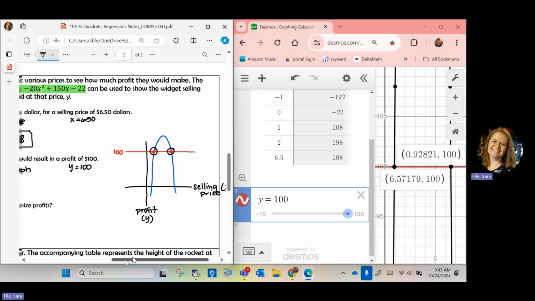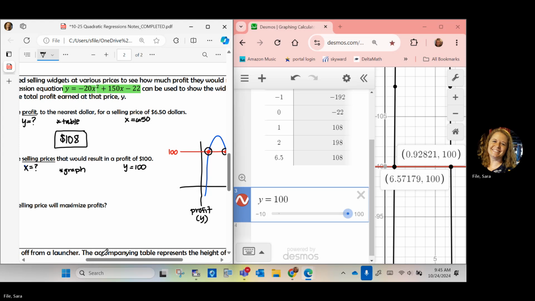Okay, I found them, and we're talking money, so we're going to round to hundredths. So it's 6.57 and 93 cents, 0.93. Do y'all understand how we found those, how we used the graph to get those?